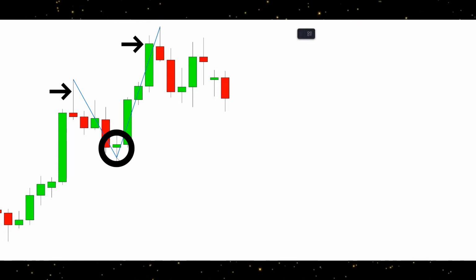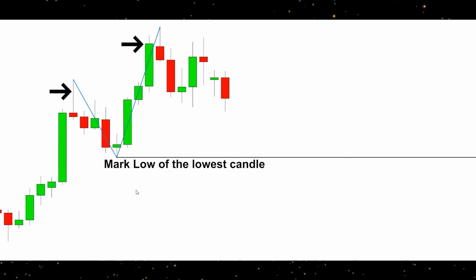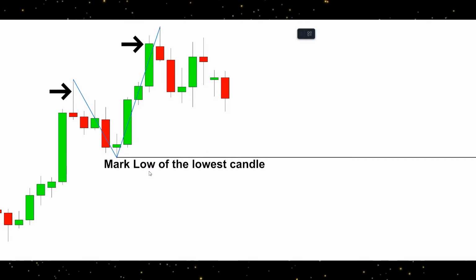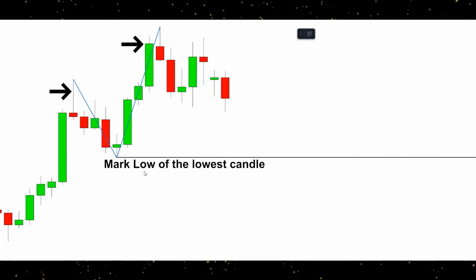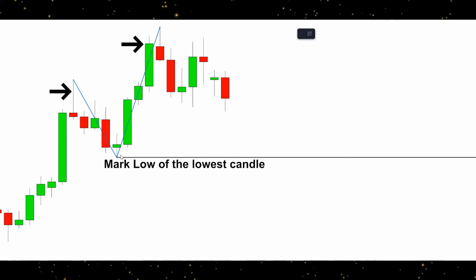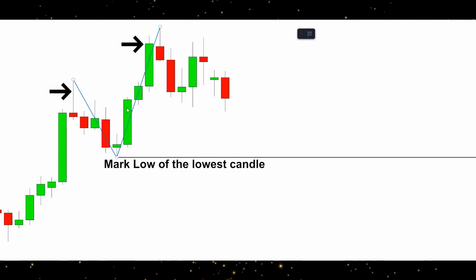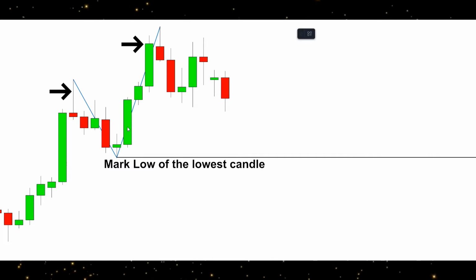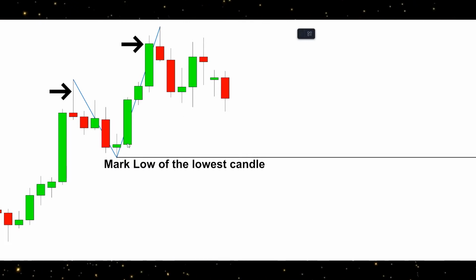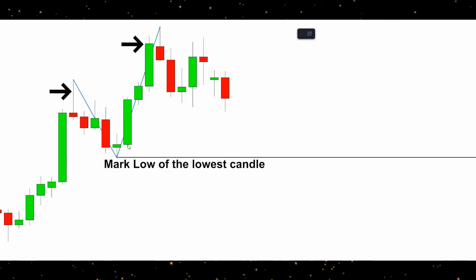Now many people are confused. You may find one candle, two candles or three candles. You just have to wait for the formation of the demand zone. You mark the low of the lowest candle, the lowest wick of that candle. Now you have to understand where to mark the high of that candle. Either you will find the first high candle, the second high candle, or the second opening candle. In this chart, the second opening candle is a Marubozu candle.